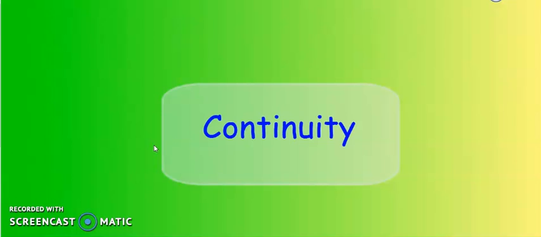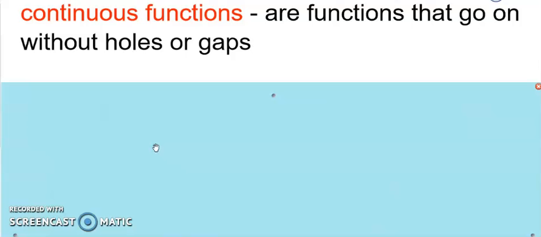So we're talking about continuity, meaning continuous functions. Is it continuous? Is it not continuous? So here's the definition for continuous functions. Continuous functions are functions that go on without holes or gaps. So it goes on forever and ever and never stops. There are no holes, no gaps, nothing to stop it from actually being continuous.